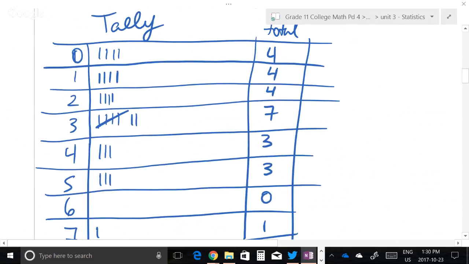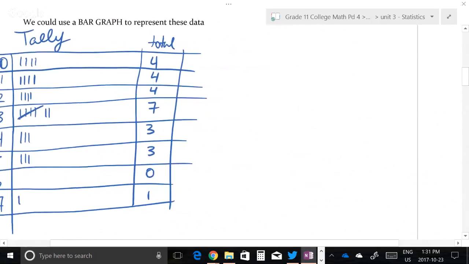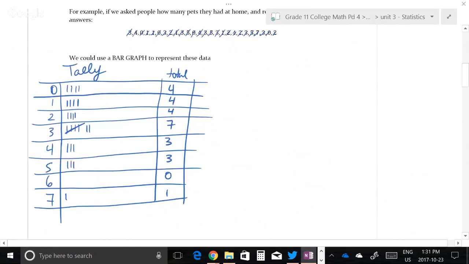Wow. Did you get the same? 4 2s, 4 0s, 7 3s. I'm just wondering how you do it. Do you just go up and count each one? Oh, cool. And you did a better job than I did. Well done. Okay. So, once this is tallied, how do I make a bar graph?